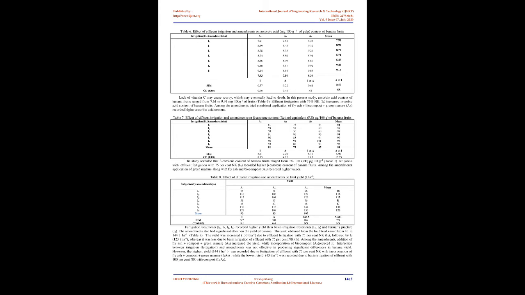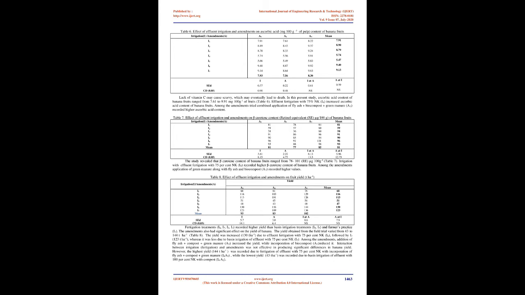The Ca content was not significantly influenced by amendments. Higher Fe content was recorded due to basin irrigation of effluent with 100% NK, I4. Among the amendments, addition of fly ash, A1, increased the Fe content, Table 2.